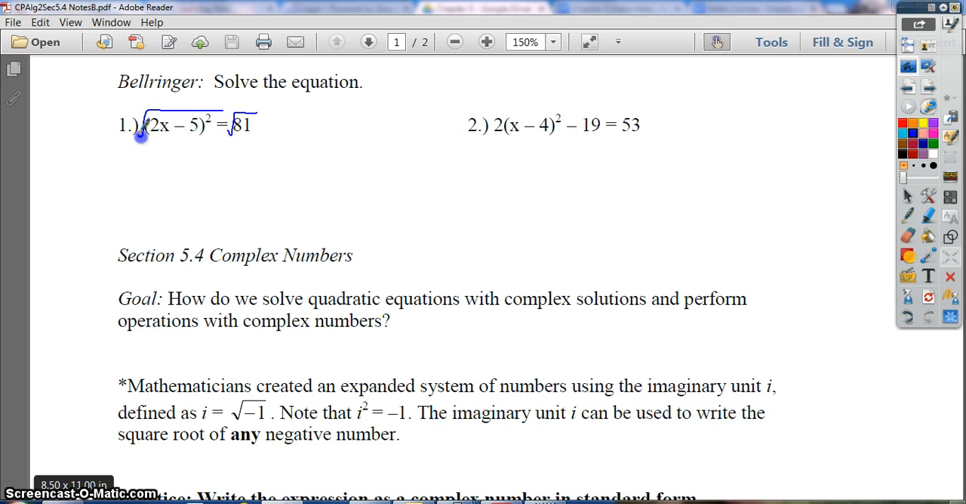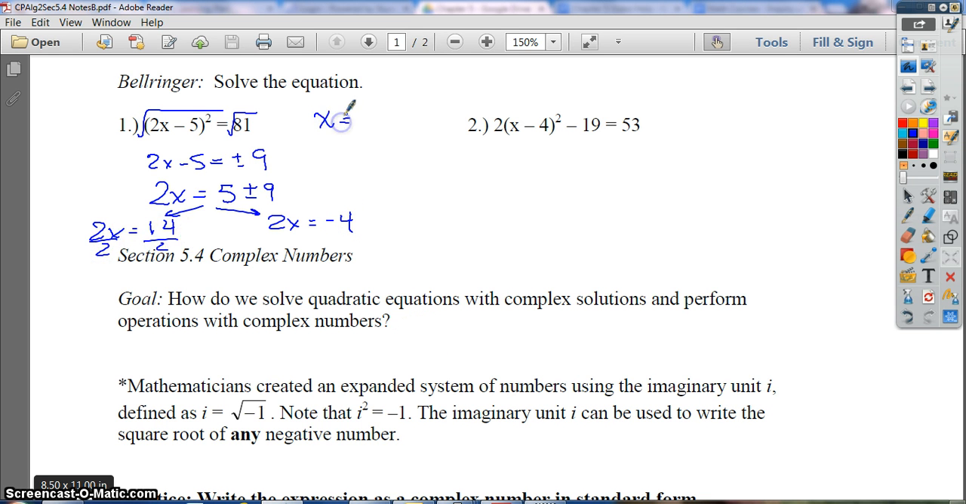I'm going to take the square root: 2x minus 5 equals plus or minus 9. So if I add 5 over, it's going to be 5 plus or minus 9. So this is going to be 2x equals 5 plus 9, which is 14. That's my positive answer. The negative answer would be 2x equals negative 4. Divide this by 2, x is 7. Divide this by 2, and x is negative 2. There are your two solutions for number 1.